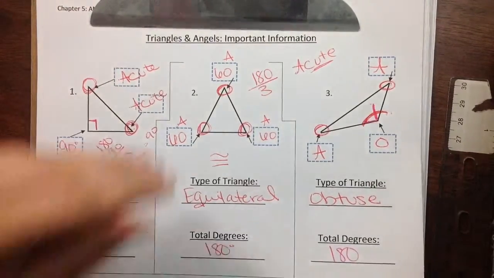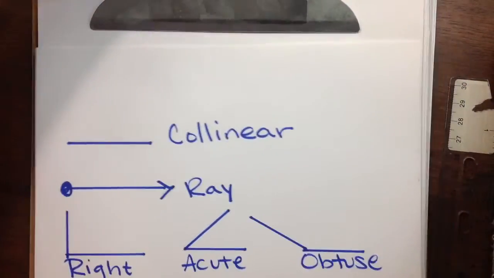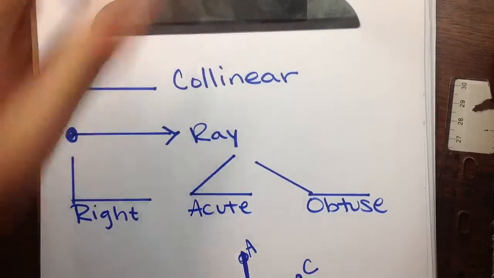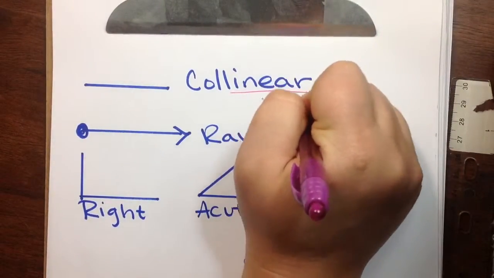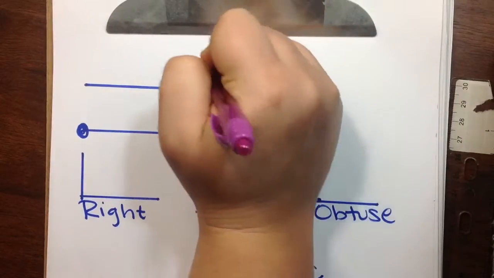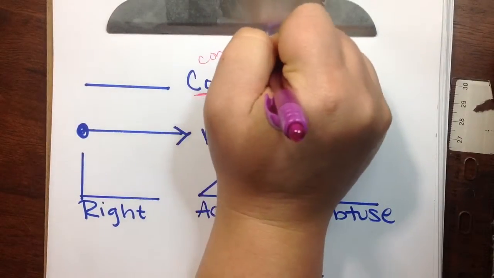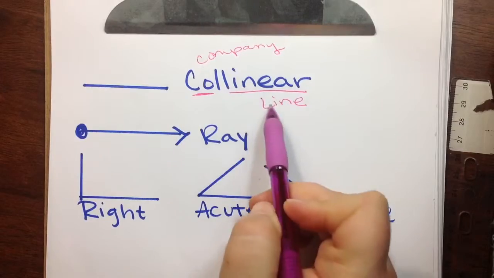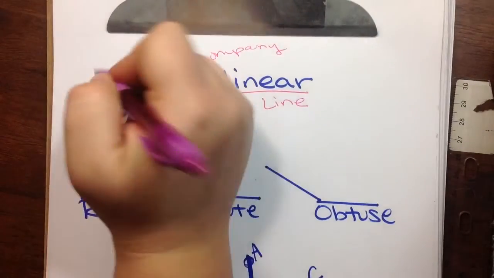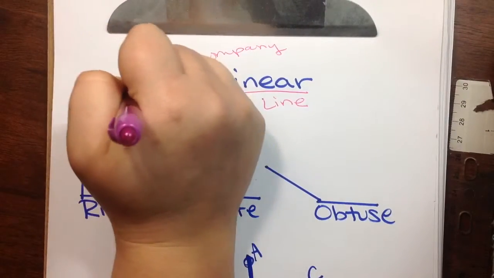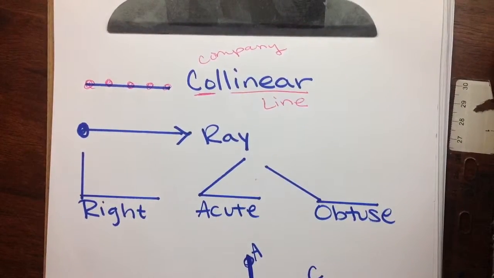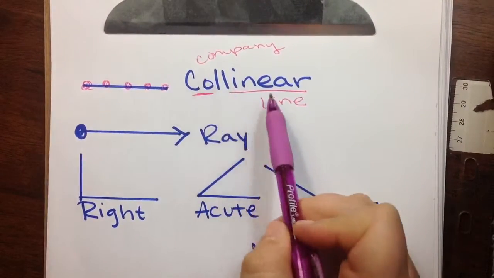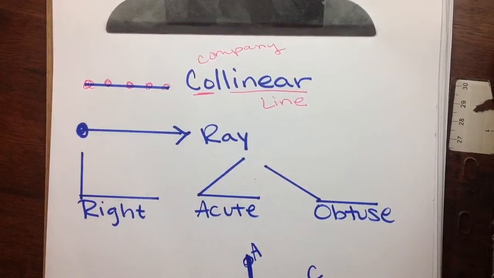Now we're going to talk a little bit about some of the other vocab words that you might be struggling with. All right. Collinear. Linear, we know, means line. Think of like company. You're going to have people at your house. So this means you're going to have company on a line. So collinear just means you can have more than one dot. You can have 2, you can have 5, you can have 50, it doesn't matter. It just means that you have company on a line. So there's a bunch of dots on a line.